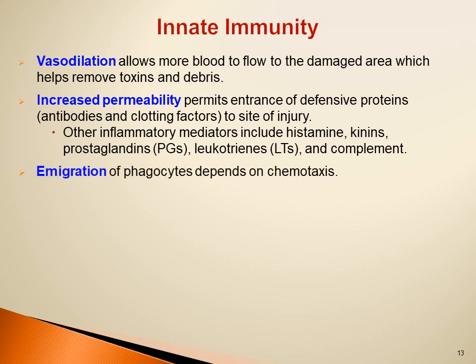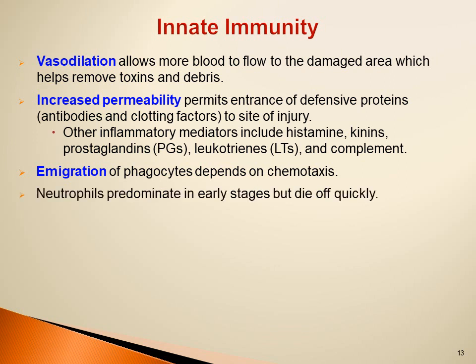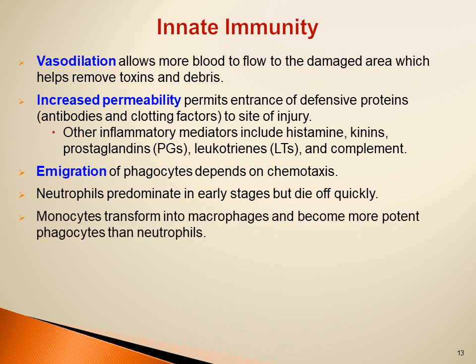Immigration of phagocytes depends on chemotaxis, or the attraction of phagocytes to the site of injury. Neutrophils predominate in early stages, but they die off quickly. So the first line of defense against bacteria are neutrophils, then monocytes that need a bit longer time to arrive to the site of injury will transform into macrophages and become more potent phagocytes than neutrophils.